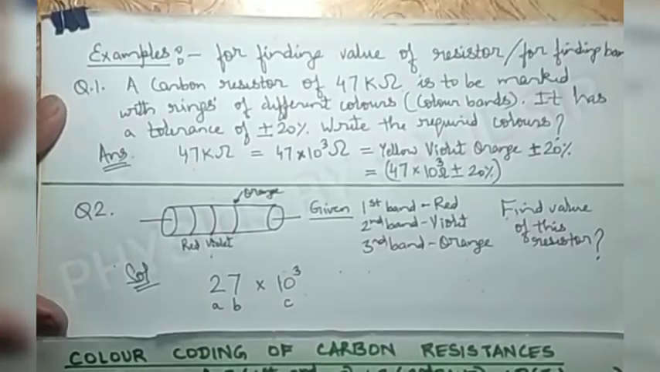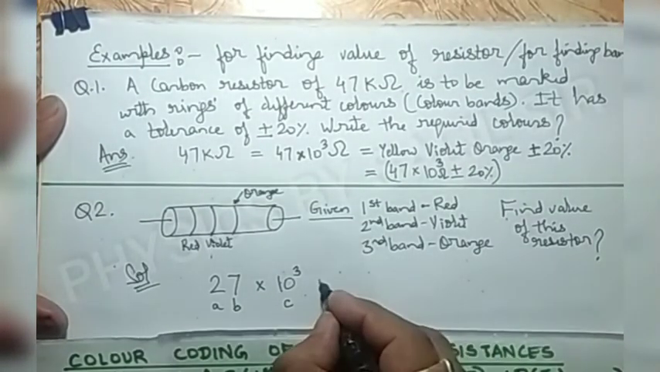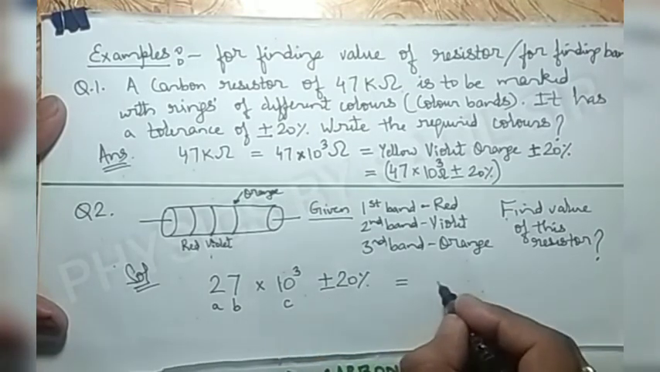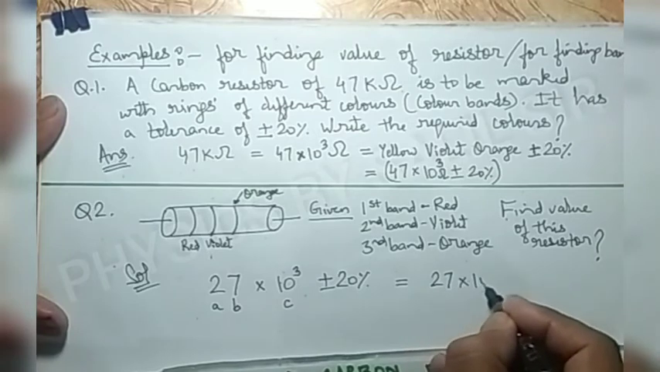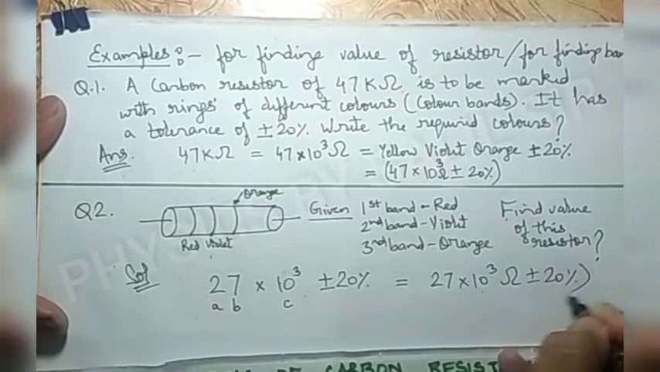So it will be plus minus 20%. So the value of this resistor will be 27 into 10 to power 3 ohm plus minus 20%.